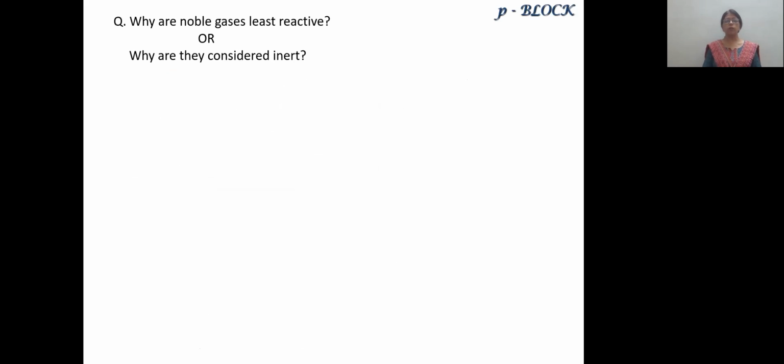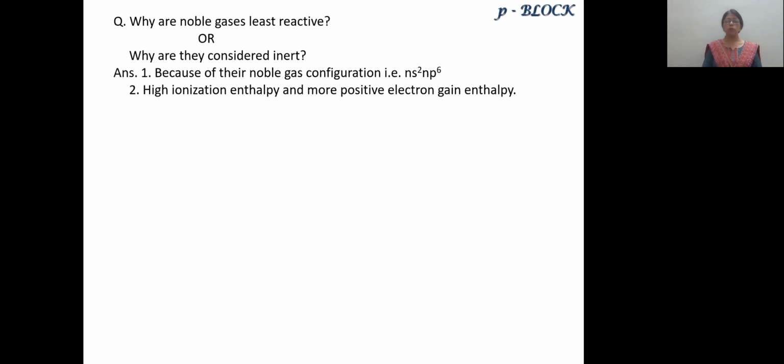Now a few questions. Why are noble gases least reactive, or why are they considered inert? The answer is their noble gas configuration is ns2np6. That is, they have the closed electronic configuration. Their octet is complete. They are in their most stable state. And you have to write also that their ionization enthalpy is very high and their electron gain enthalpy is positive.